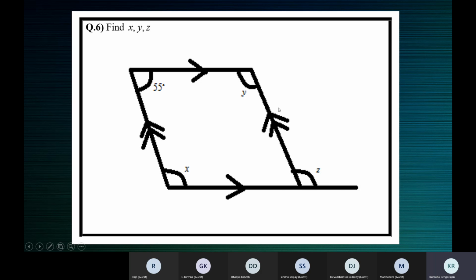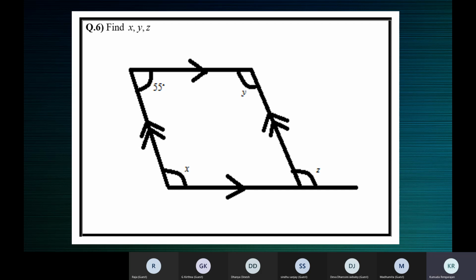This one is a parallelogram. This one is a parallelogram. This side has been extended. And this exterior angle Z is being formed because the side is extended or the side is produced, an exterior angle Z is formed.